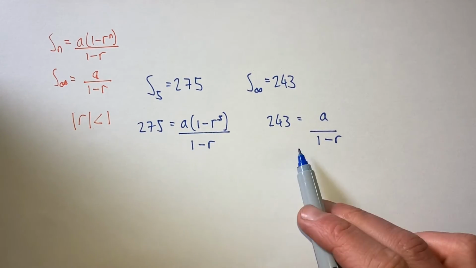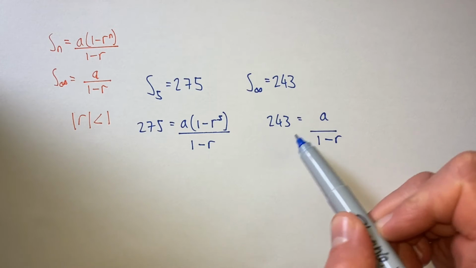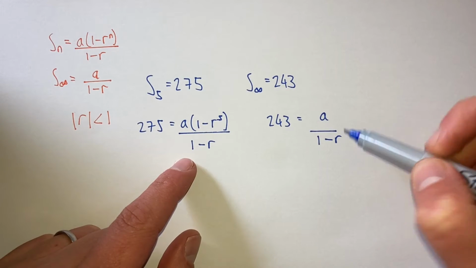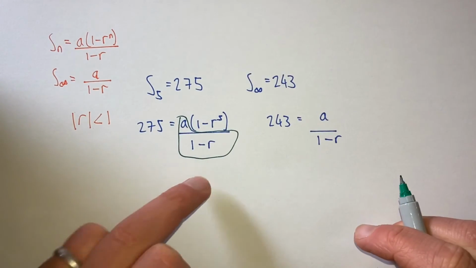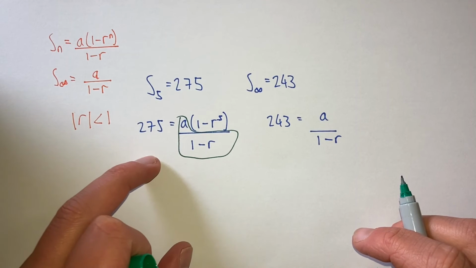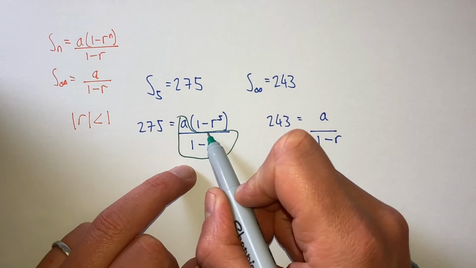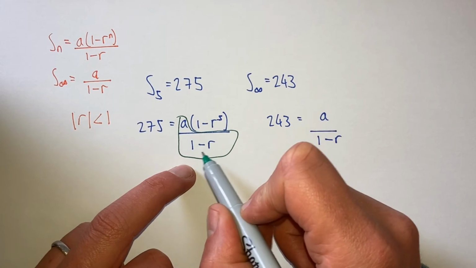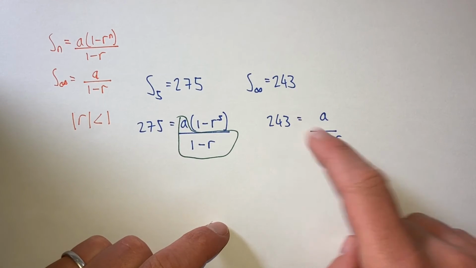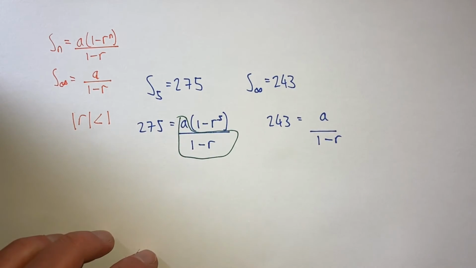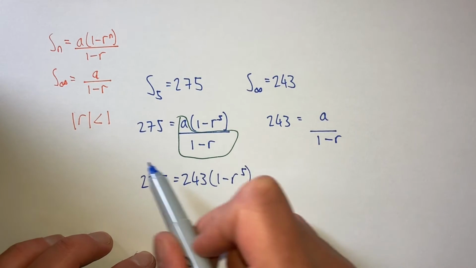Now we have these two equations, we want to solve them simultaneously. Well, can you see here that 243 is a over 1 minus r, and that's the same as this part of the equation on the left. That is, on the left hand side we've got 275 is the product of a over 1 minus r and 1 minus r to the 5. And we know that a over 1 minus r is equal to 243. So I'm going to substitute this value, 243, into this equation. And now I'm going to rearrange and solve this equation.